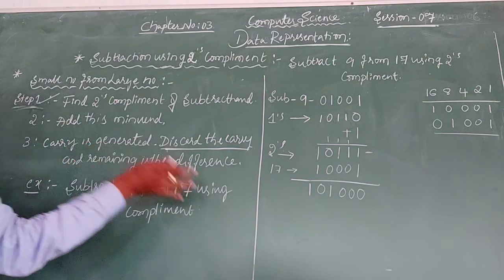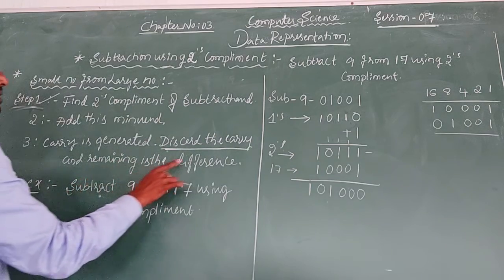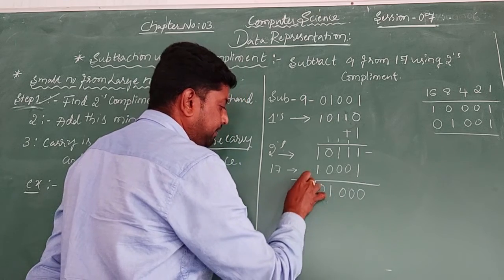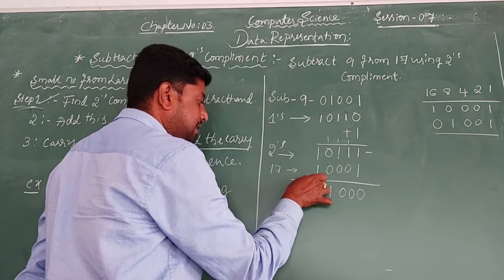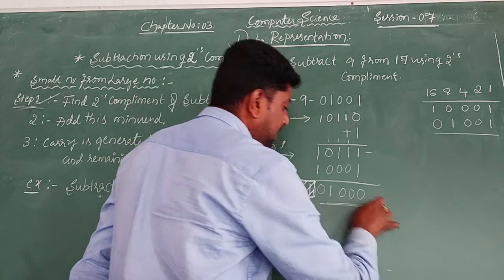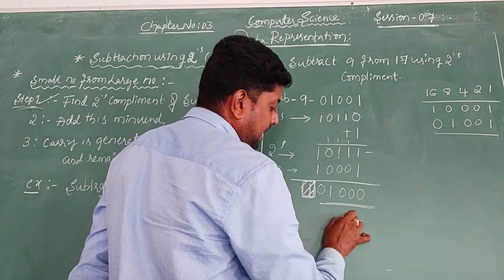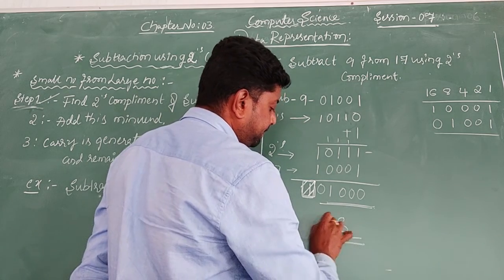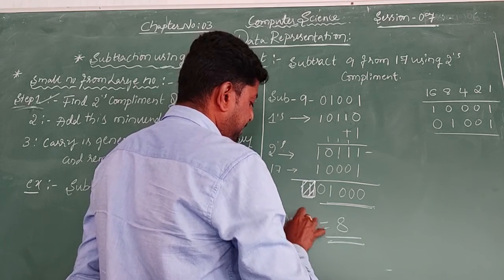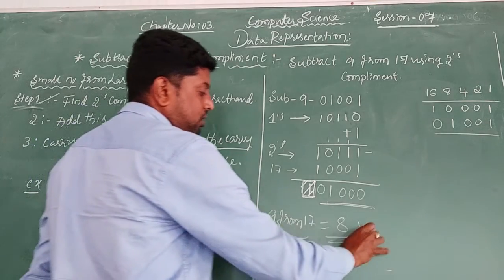See here, according to this problem, read step number 3. Carry is generated. Of course, here carry is generated now. Discard the carry and the remaining is the difference. See, this is the end around carry. Then we are discarding this. We will not consider this as a number. Then the remaining is the difference. Remaining is the difference means 0, 1, 000, which is 8, the answer. So 17 minus 9, the answer should be 8.